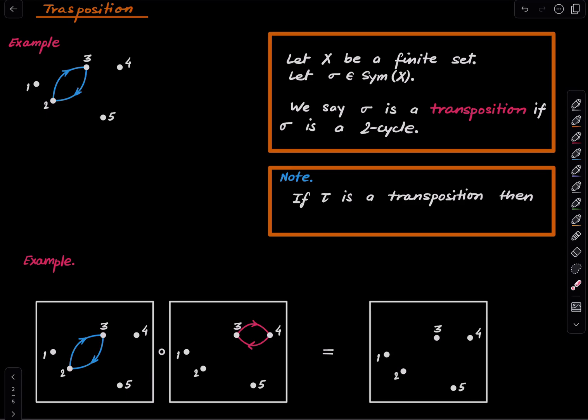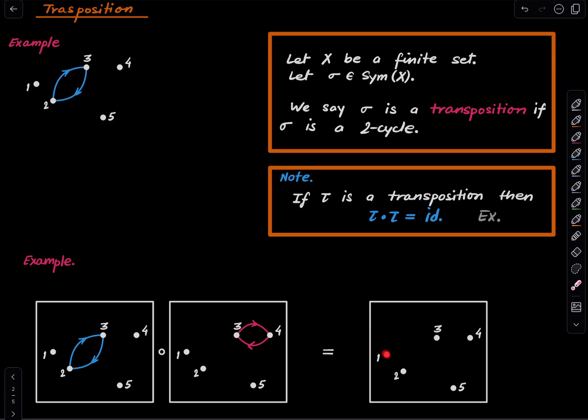And before I even come to that example, just note that if tau is a transposition, then tau composed with tau is the identity map. So this is a small exercise, you must do it. Okay, now coming back to the example, we want to find out what is this composite.